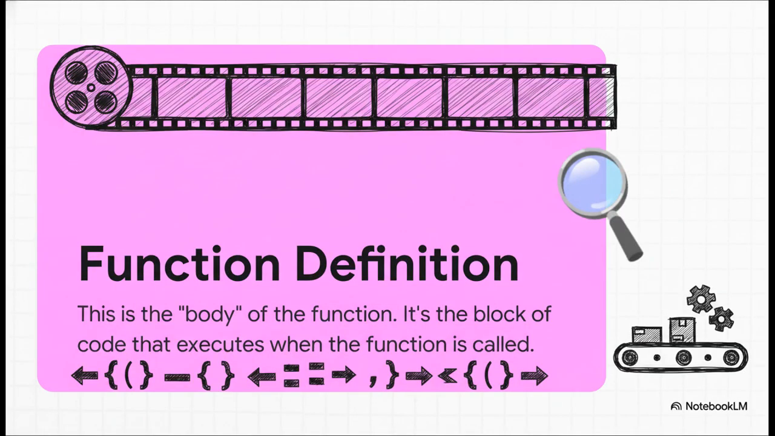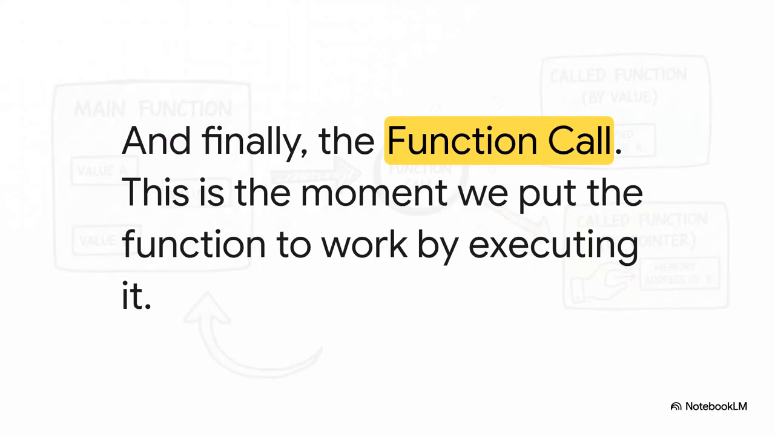Next up, we've got the function definition. Now, if the prototype was the trailer, this is the main feature film. It's the actual block of code, the nuts and bolts, the instructions that do all the heavy lifting when the function gets called. And of course, the function call. This is the moment of truth. This is when we actually tell the function, okay, go time, and give it some real values to work with. So, we've got the trailer, we've got the movie, and we've hit the play button.